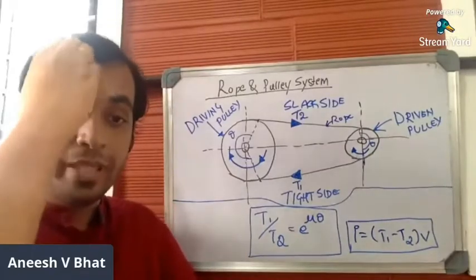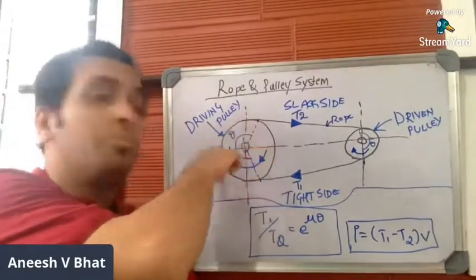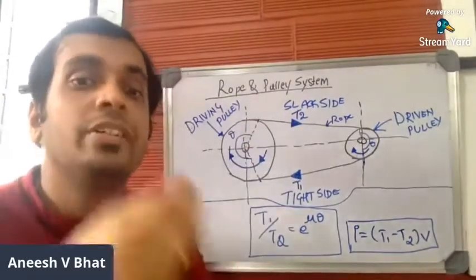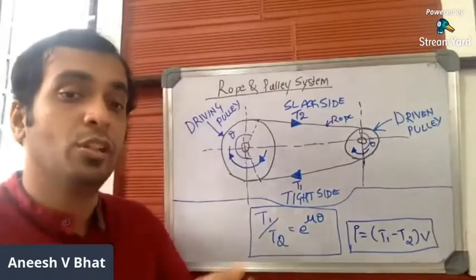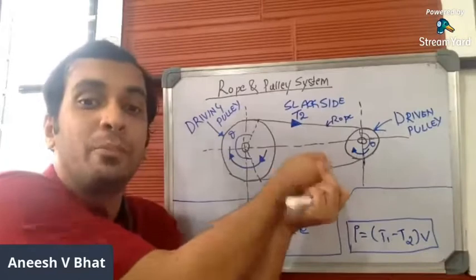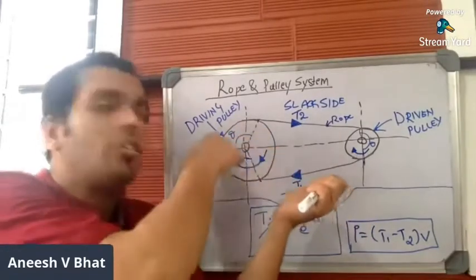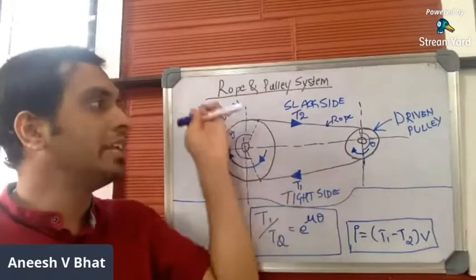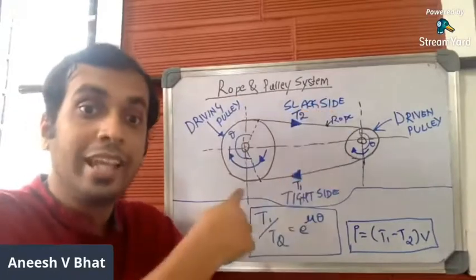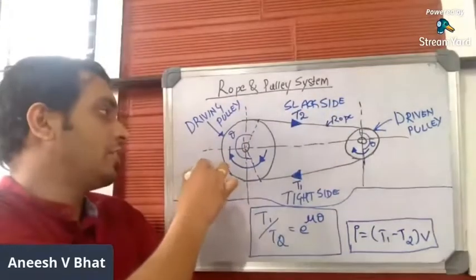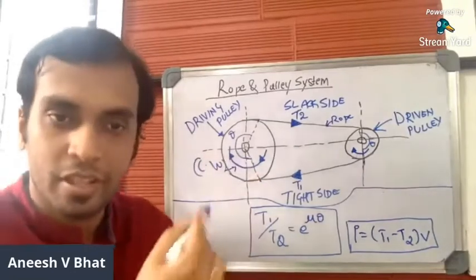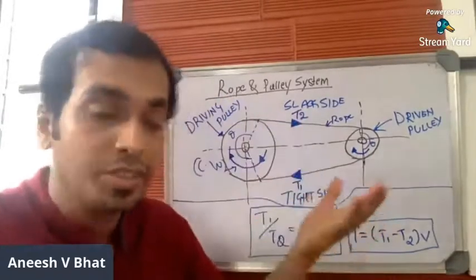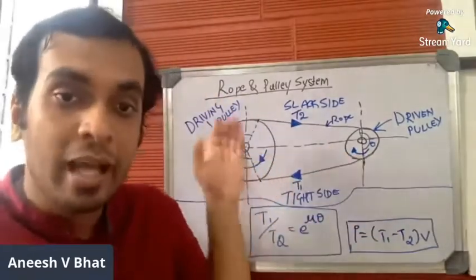Now, let us assume that the driving pulley rotates in clockwise direction. When driving pulley rotates in clockwise direction, everybody observe, the lower side of the rope is being pulled and the upper side is being pushed. As mentioned here in the example, driving pulley rotates in clockwise direction, so the lower side will be pulled and the upper side will be pushed.